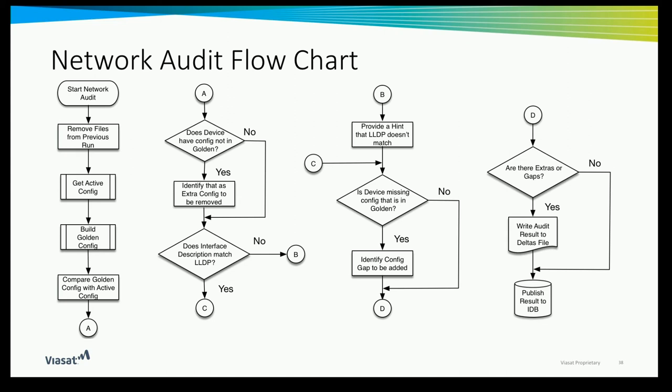And then finally, if there are any extras or gaps that we have found through the audit, we'll write those results out to this deltas file. And so when the audit runs, if there's no deltas file, that means that there were no differences between the golden and active, and basically the two configurations are in sync. And then for long-term storage and historical tracking, we'll publish the results out to a database.